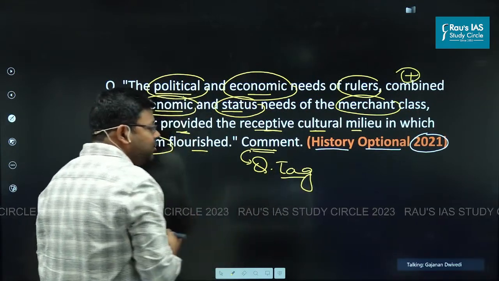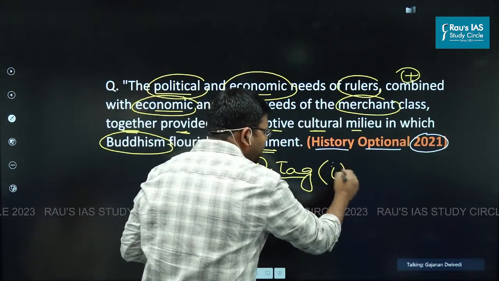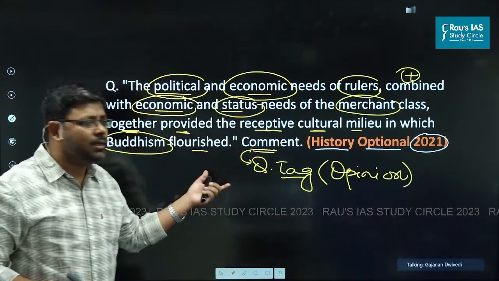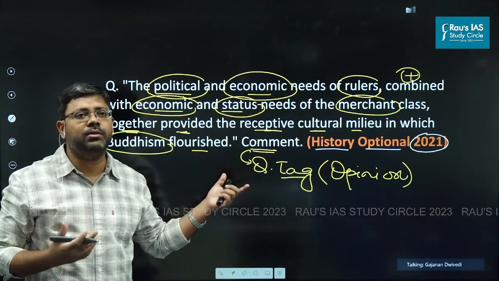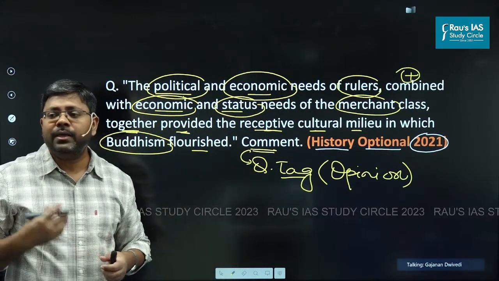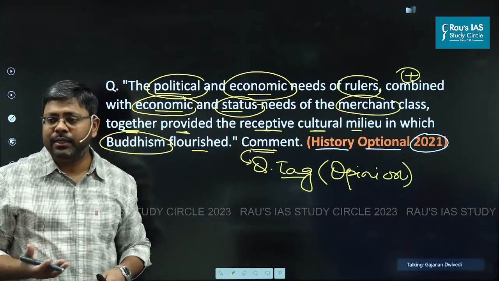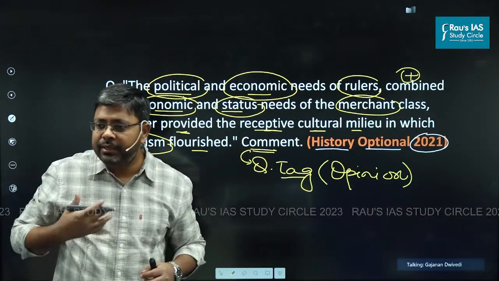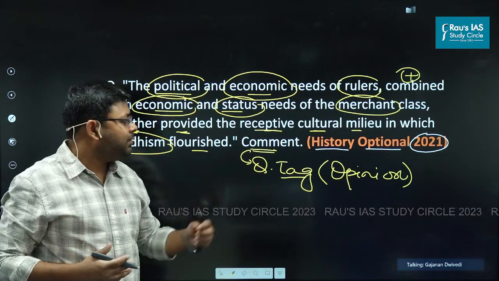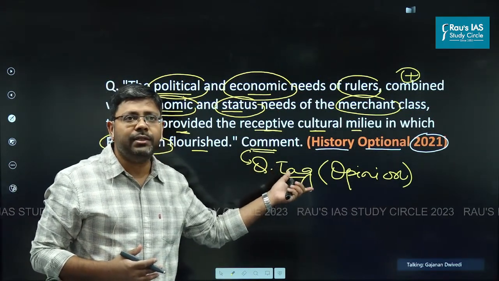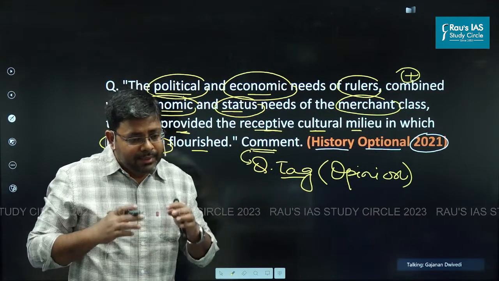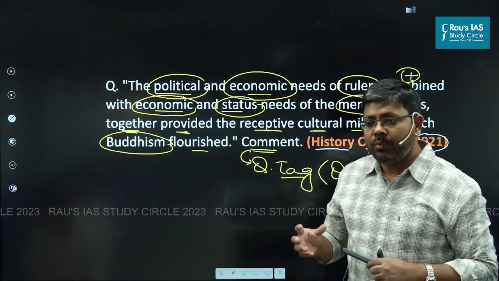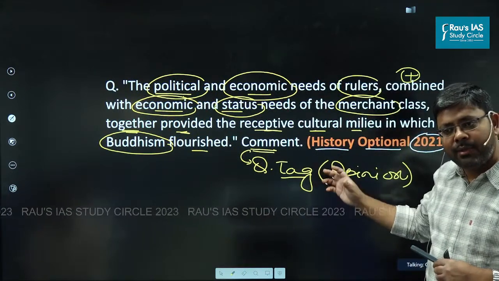And this comment question, what you have to do? You have to give one opinion. Suppose a big commentator is doing a commentary on the batting of maybe Virat Kohli. He would be giving his own opinion. Just like that, when the question tag is comment, you have to give your own opinion. The trick here is to understand that your opinion can be the same as that of R.S. Sharma and Romila Thapar.